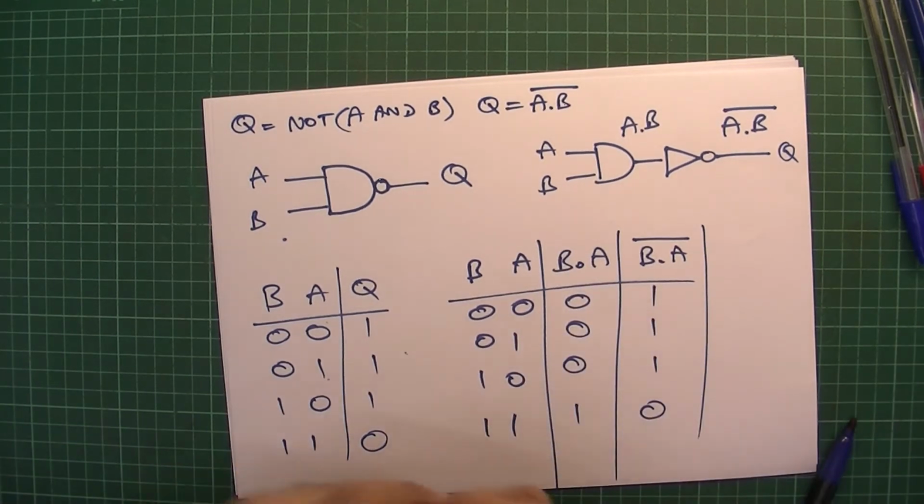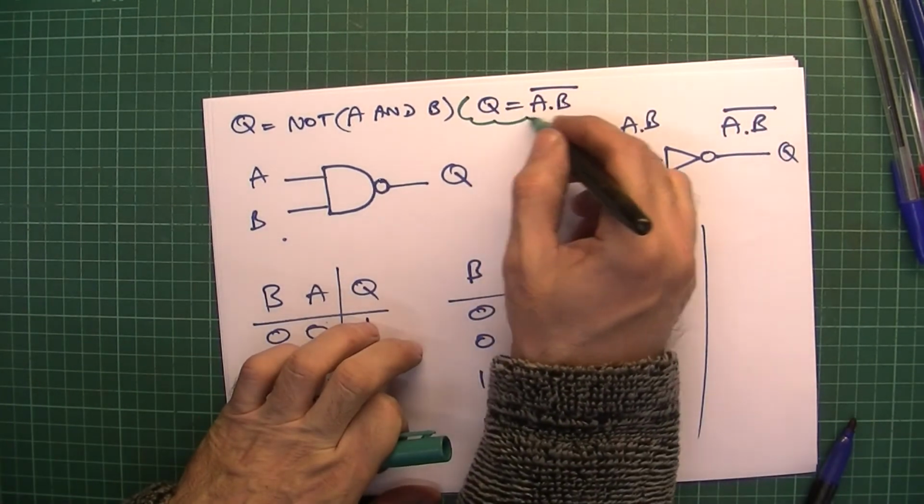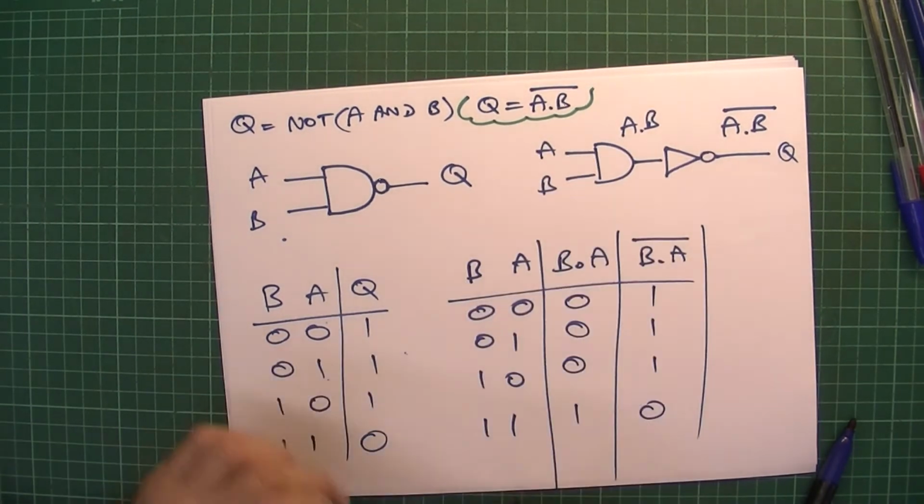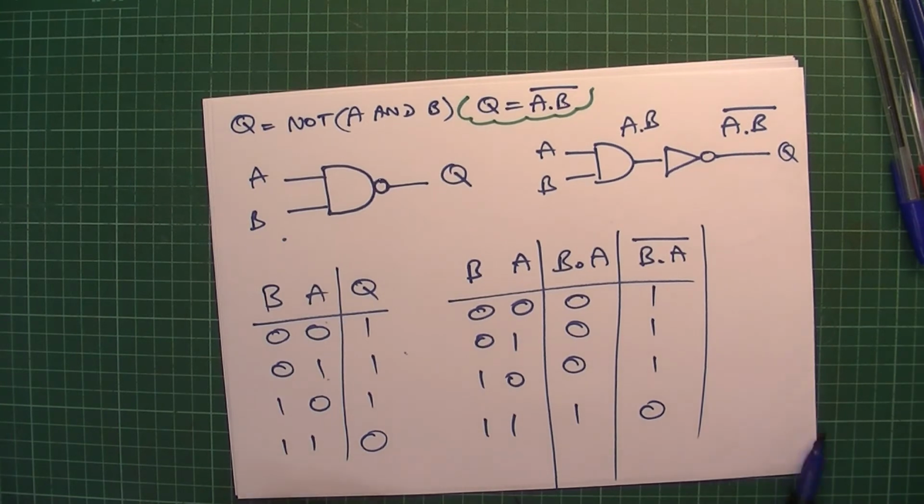Okay, so that is this bit here. That's your common notation for a NAND gate. Okay, hopefully that's a useful reminder for you.